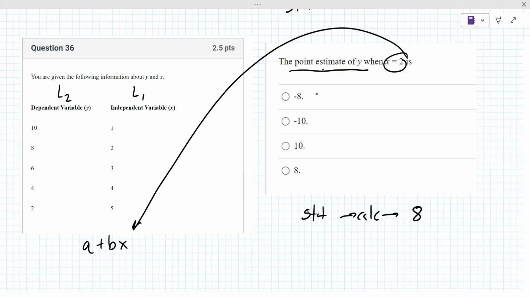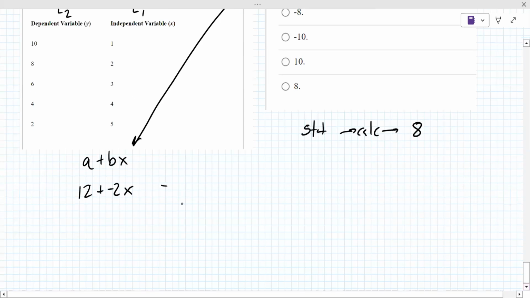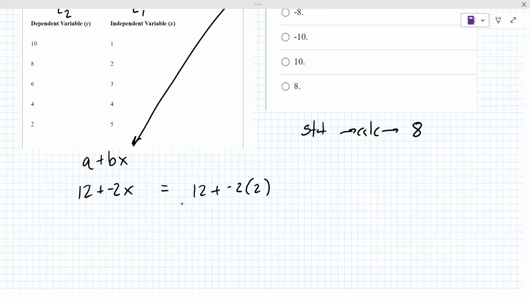So I got, for A, I got 12, and for B, I got -2. Like this, 12 plus negative 2x. Yes. Okay, so you're going to put that 2 value in for x. 12 plus -2 times 2. You're using the equation to determine the output. And you'll find that that is 8. Got it. All right, so 37.